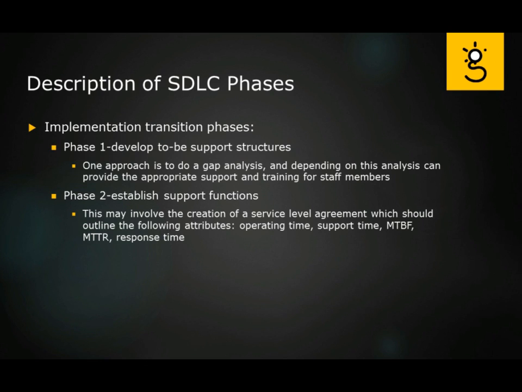The second phase is then to establish the support functions, and that means you might have to create new service level agreements. You might have to make sure you outline some of the attributes like operating time and support time. You're going to also, in the support function, outline things like the MTBF and the MTTR. Those, if you're not familiar with them, are the mean time between failures and the mean time to repair, as well as the response time that you're going to state as a part of this agreement. If something goes wrong, this is what it will take us to come in, repair, and respond to the issues.